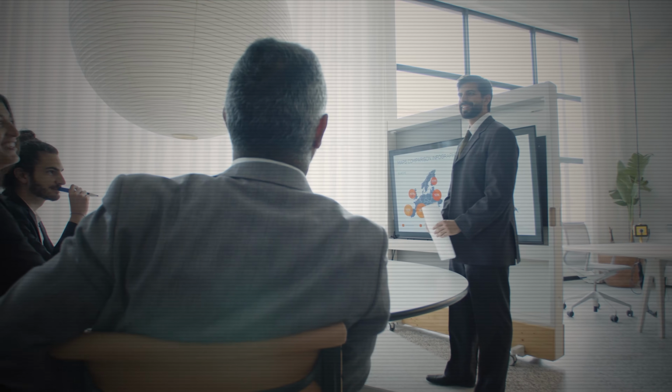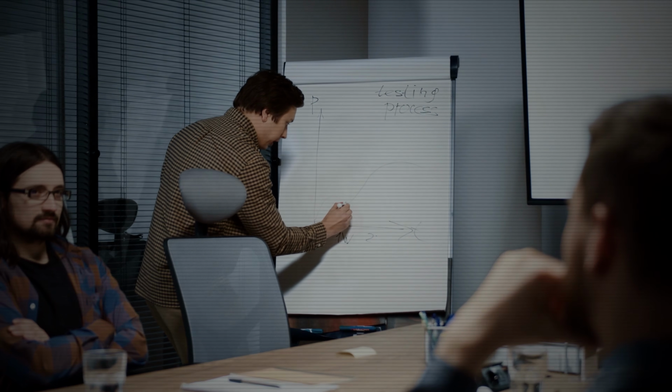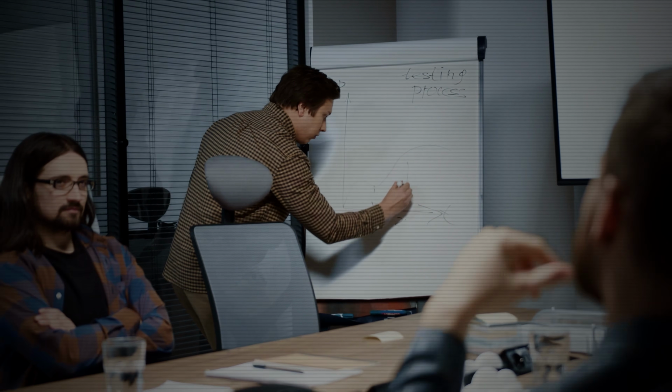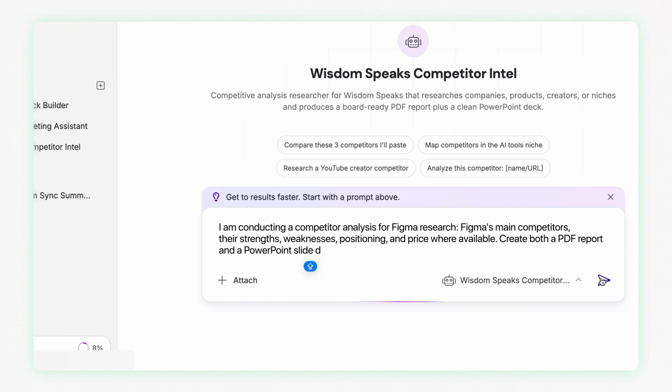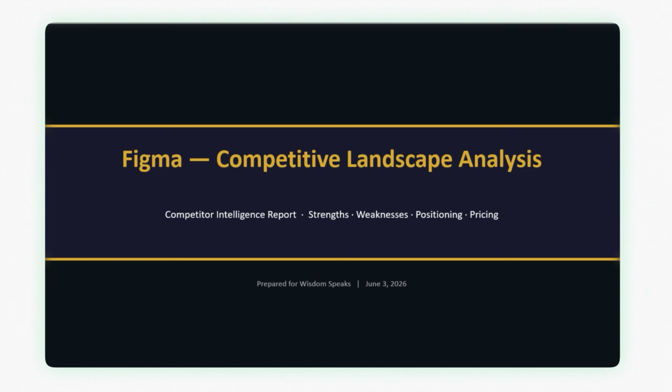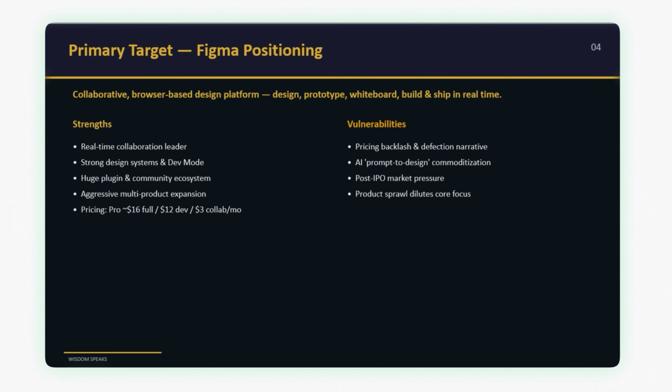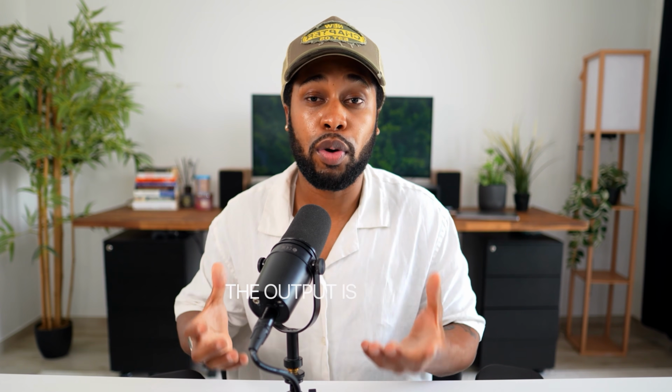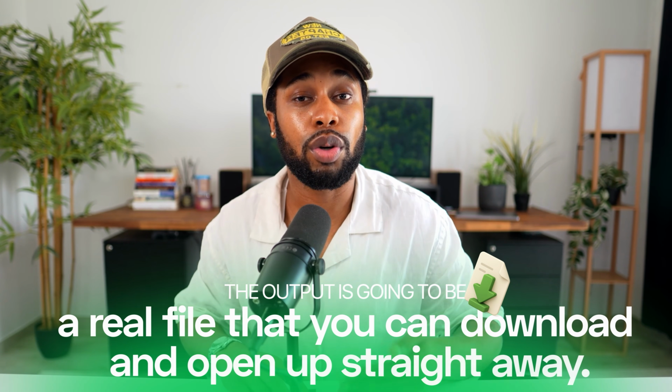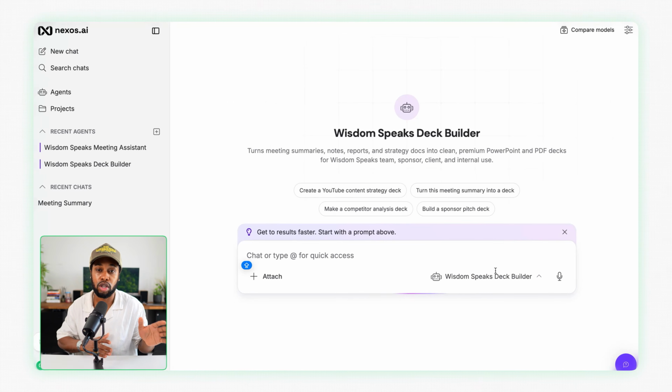Let's say you have a pitch that you want to do to a client, or maybe you have an idea that you want to share with your team. You can use this agent to make a fully loaded presentation with clear slides that you can now present in any meeting or any presentation that you want. And the output is going to be a raw file that you can download and open up straight away. So I'm going to enter the prompt right here again.